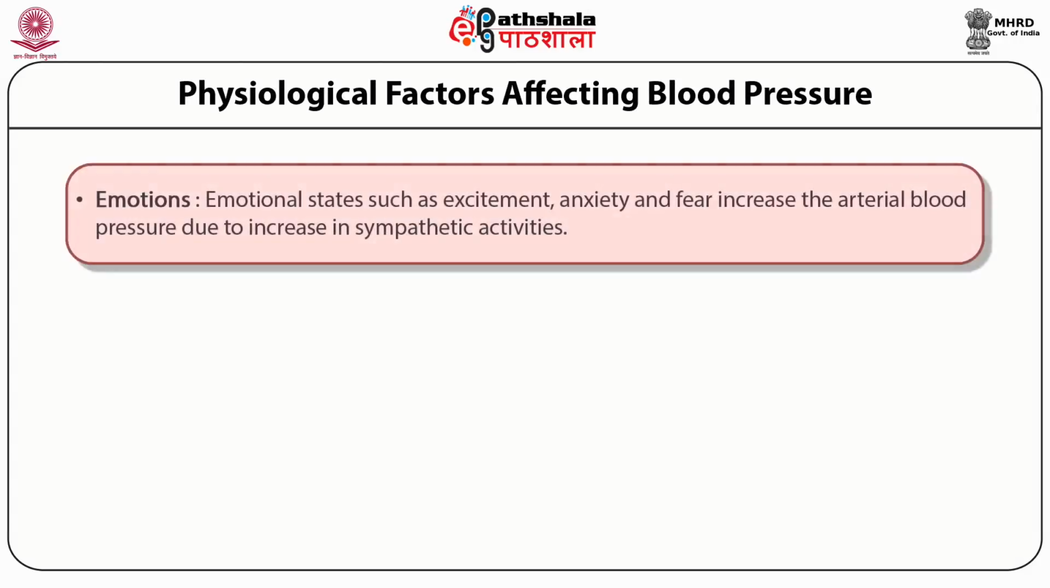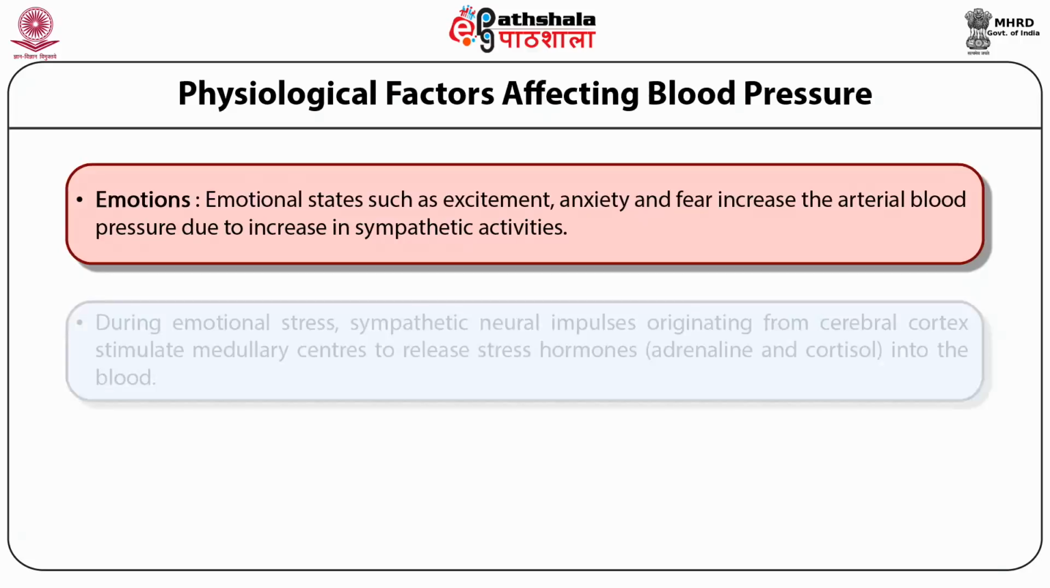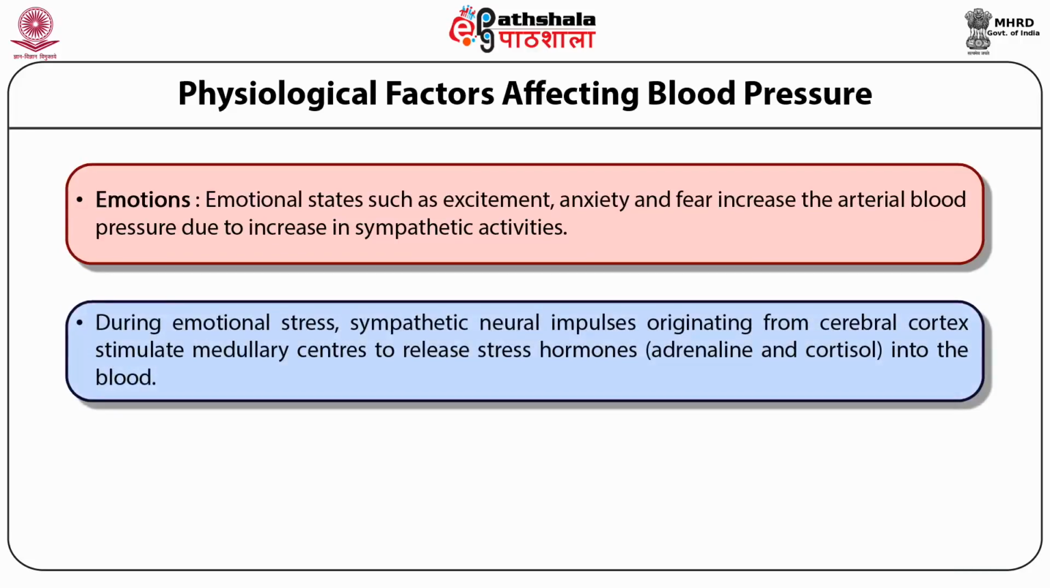Let's see the emotions' impact on our blood pressure. Emotional states such as excitement, anxiety, and fear increase the arterial blood pressure due to an increase in sympathetic activities. The slightest emotional involvement may increase the blood pressure significantly. During emotional stress, sympathetic neural impulses originating from the cerebral cortex stimulate medullary centers to release the stress hormones, that is adrenaline and cortisol, into our blood.